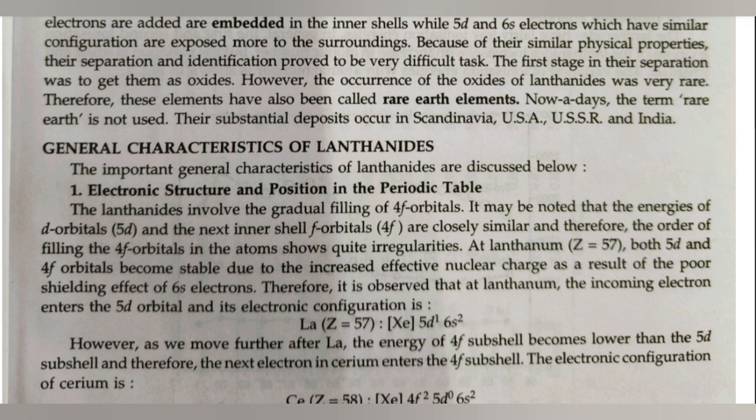The first stage in their separation was to get them as oxides. However, the occurrence of the oxides of lanthanides was very rare. Therefore, these elements have also been called rare earth elements. Nowadays, the term rare earth is not used. Their substantial deposits occur in Scandinavia, USA, USSR, and India.